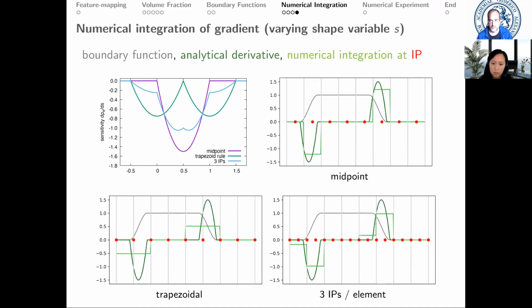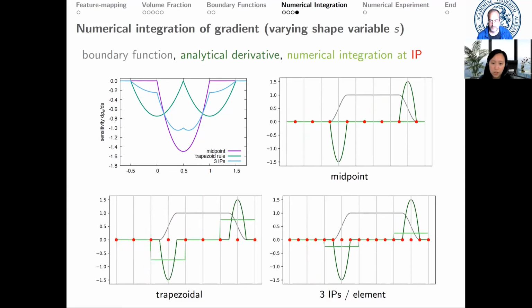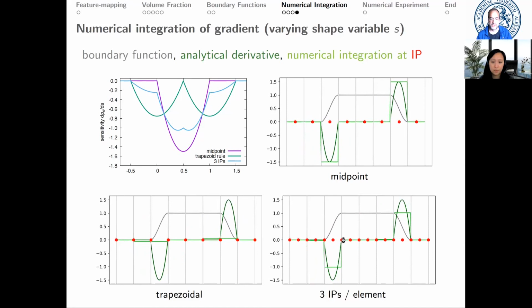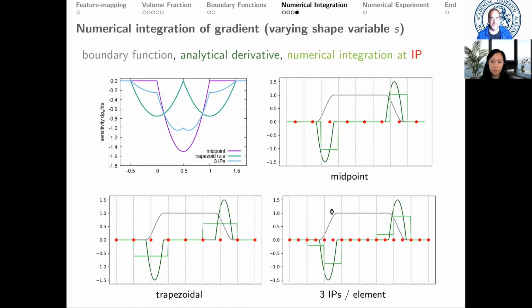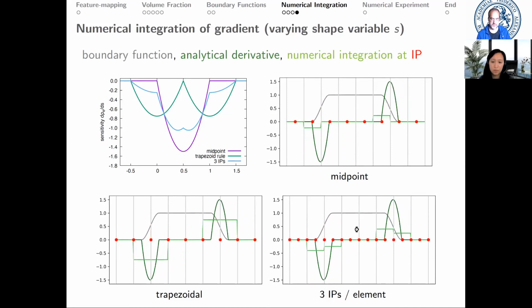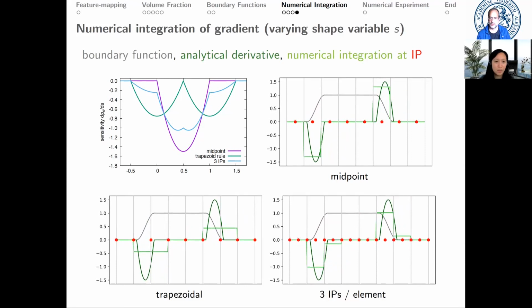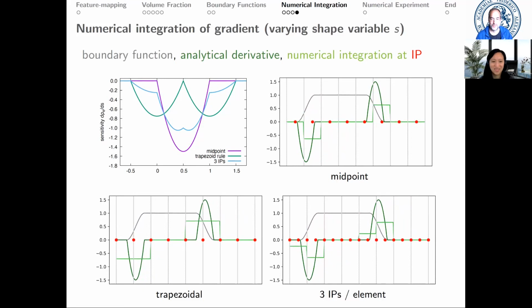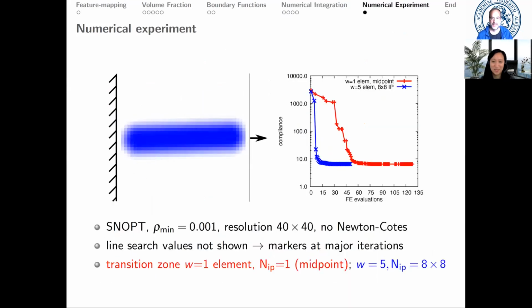Would you recommend to take even more integration points? Yes, much more. Much more. Not only integration points, but also it's a little bit artificial that I have here such a small transition zone. Do you have something like a rule of thumb? Yes, I have. And we see it on the next slide.